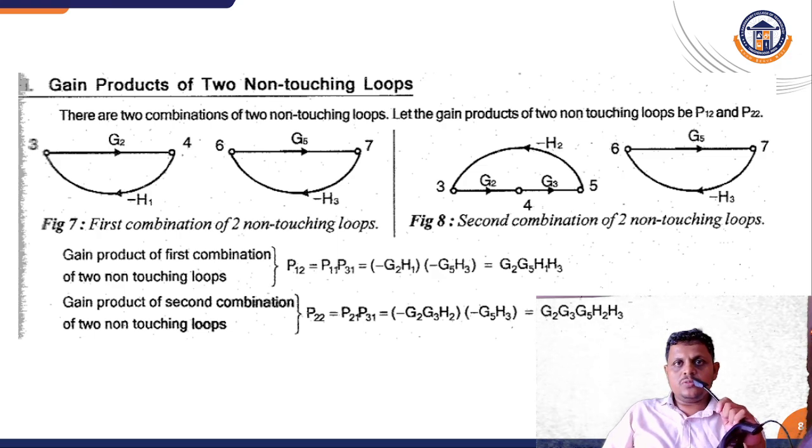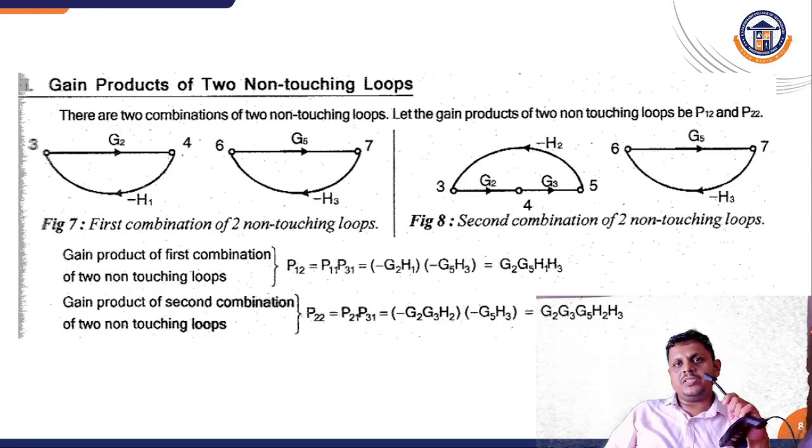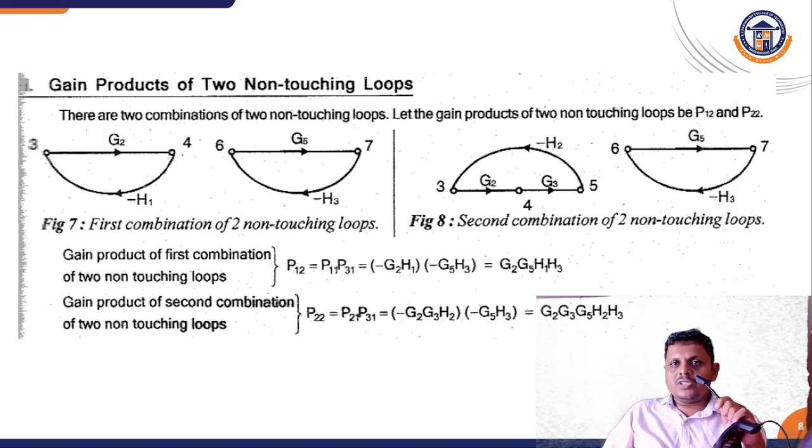Next step, we find the gain products of 2 non-touching loops. There are 2 combinations of non-touching loops, and their gain products will be P12 and P22. The first combination is the loop of nodes 3 and 4 with the loop of nodes 6 and 7. The second combination of 2 non-touching loops is nodes 3, 4, 5 with nodes 6 and 7.